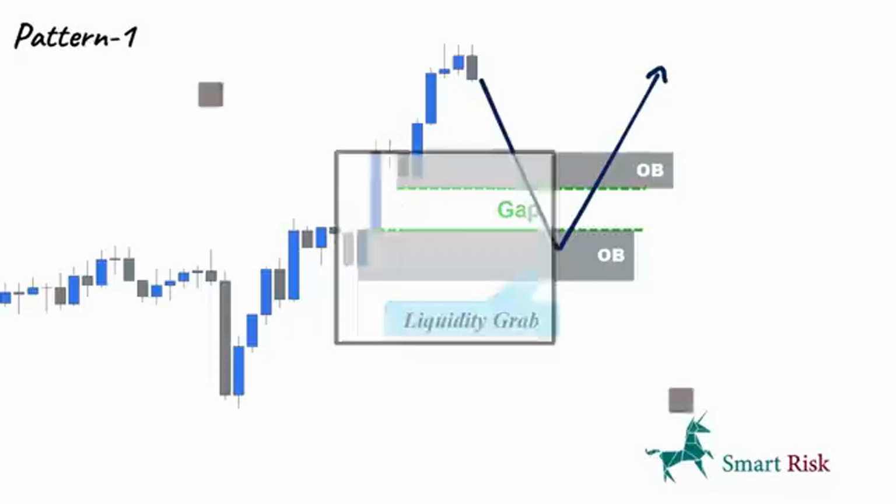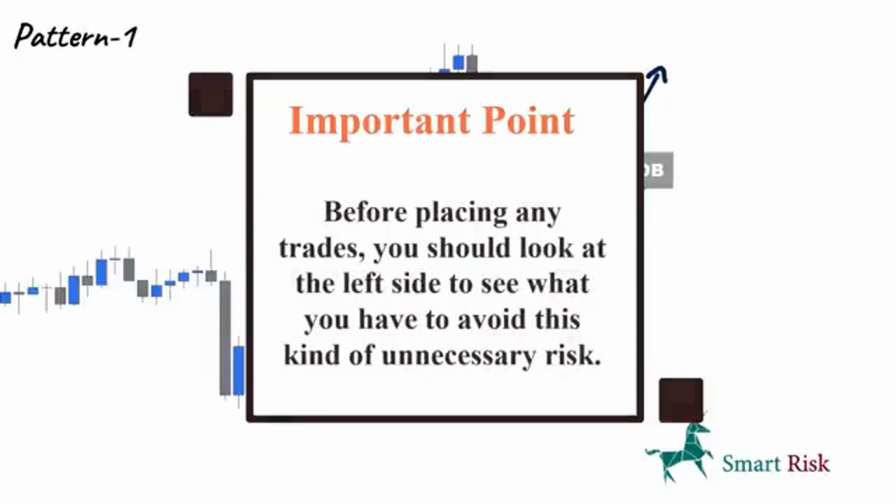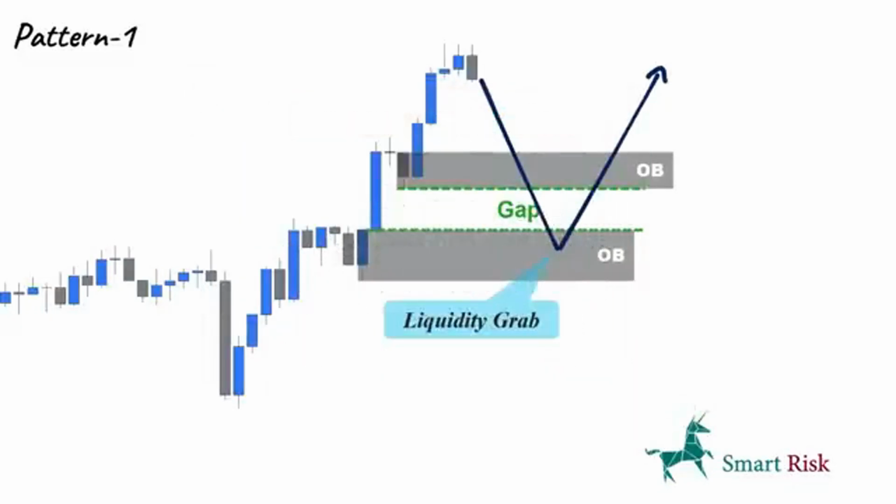So here are 2 points. First, before placing any trade, you should look at the left side to see what you have to avoid this kind of unnecessary risk. Second, when this pattern is formed and we have a gap and another valid order block precisely under the first one, we don't consider this break a valid change of character, since there is a high chance for this move to be just a liquidity grab and does not necessarily mean a reversal is coming.